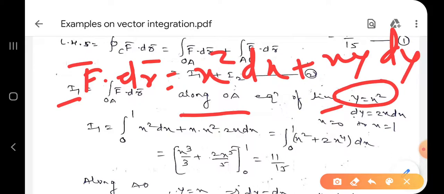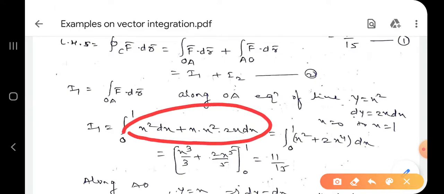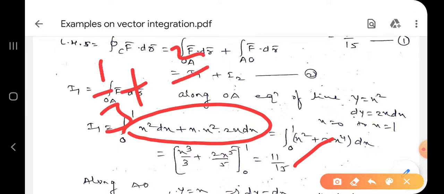Put the values here. x square dx plus xy dy means I get x square dx as it is, plus x times the value of y, which is x square, times the value of dy, which is 2x dx. So here I get x square and 2x dx. Understood? Correct? Take dx common and integrate. I get x cube by 3 plus 2x raised to 5 upon 5. So just do the calculation: I get 1 by 3 plus 2 by 5. So my answer here is 11 by 15.